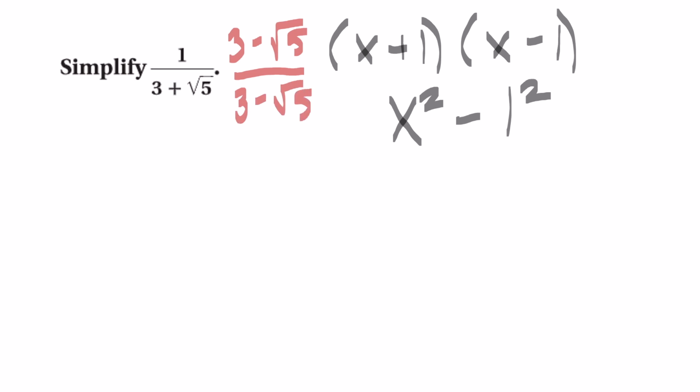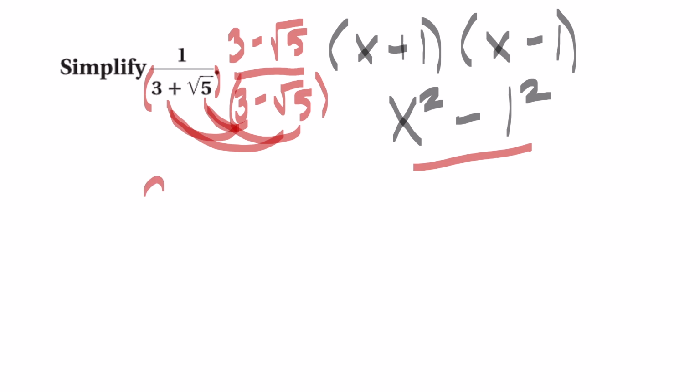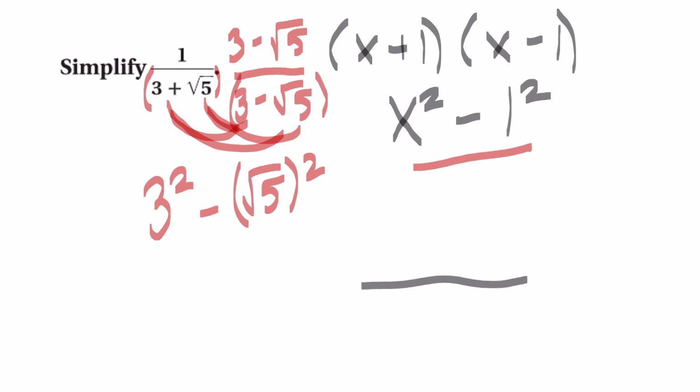Okay, so remember back to previous chapters, we would be foiling here, right? We've got our first binomial times our second binomial, and we would foil, and that's where we would end up with this difference of two squares. So we're going to end up with 3 squared minus radical 5 squared in our denominator. So our fraction becomes 9 minus radical 5 squared is 5.